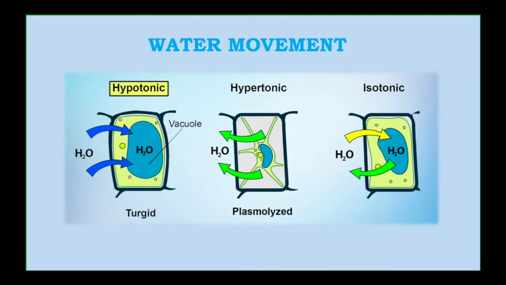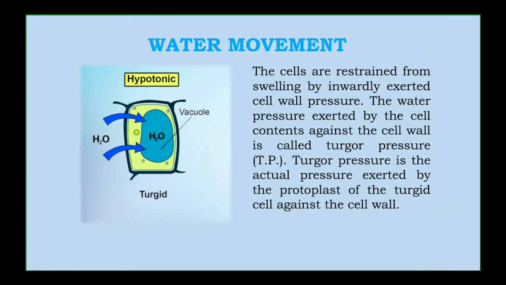If the extracellular fluid has lower osmolarity than the fluid inside the cell, it is said to be hypotonic. Hypo means less than to the cell, and the net flow of water will be into the cell. As a result, the cell swells. The cells are restrained from swelling by inwardly exerted cell wall pressure. The water pressure exerted by the cell contents against the cell wall is called the turgor pressure. Turgor pressure is the actual pressure exerted by the protoplast of the turgid cell against the cell wall.